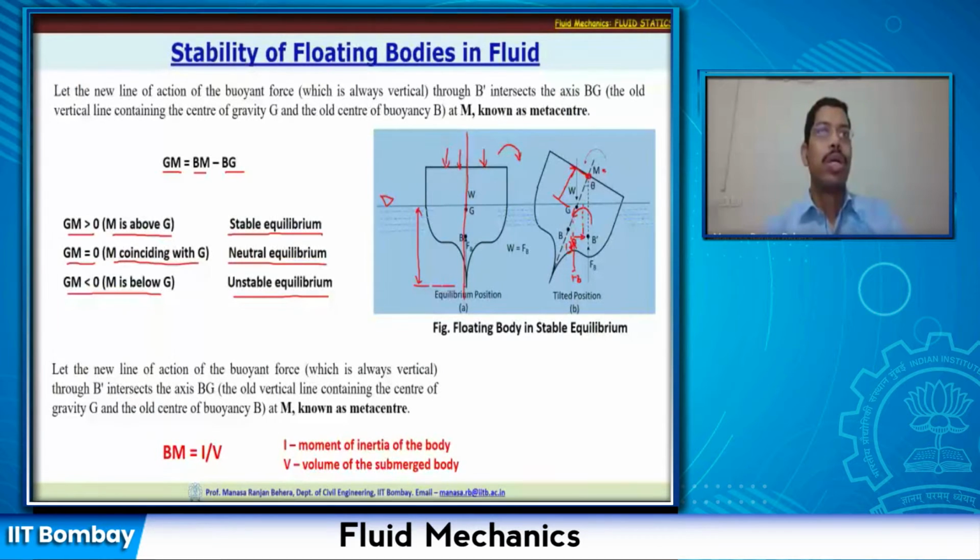Now, how do we calculate BM? BM is calculated using this formulation, that is I by V. What is I? I is the moment of inertia of the body and V is the volume of the submerged body. So the volume of the submerged body and the moment of inertia will decide the value of BM, and using that we calculate the value of BG, and then we will be able to get the value of GM.